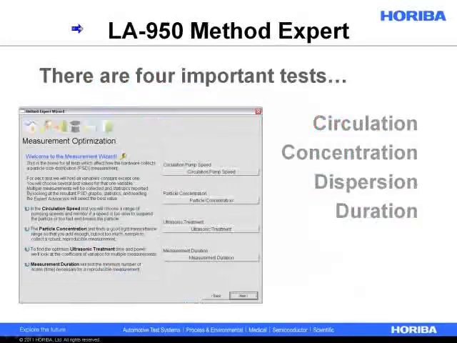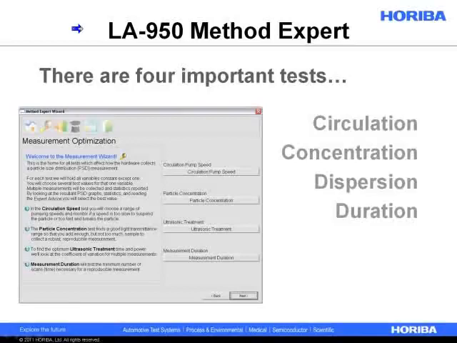So I took you through the basic workflow of a manual measurement. And if you do a manual measurement, it requires some training. It requires some understanding of what is a good concentration range. How do I know when I'm using a reasonable circulation pumping speed or a reasonable compressed air setting for a powder measurement? But it still requires some training.